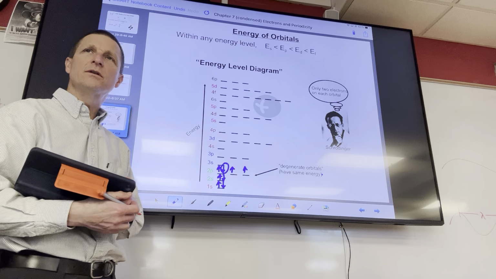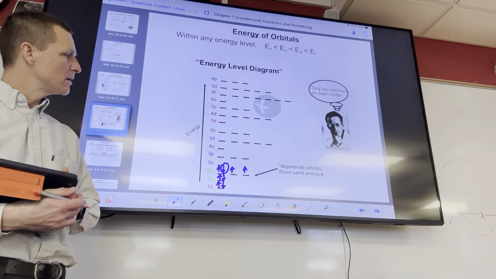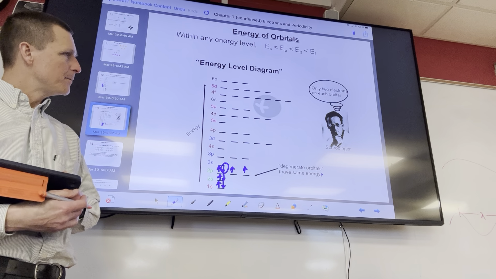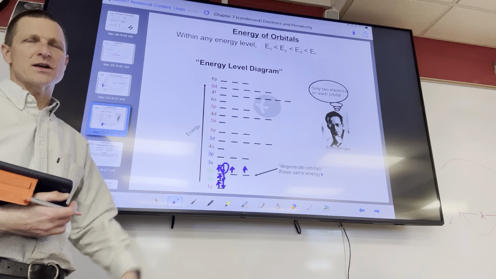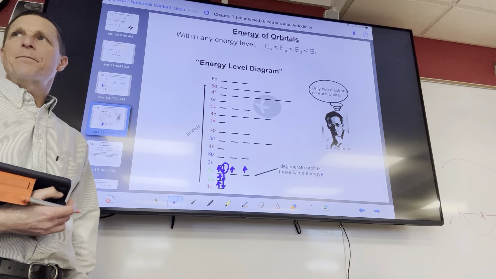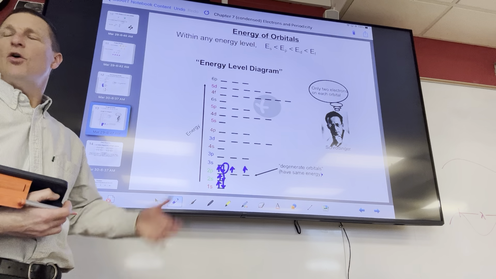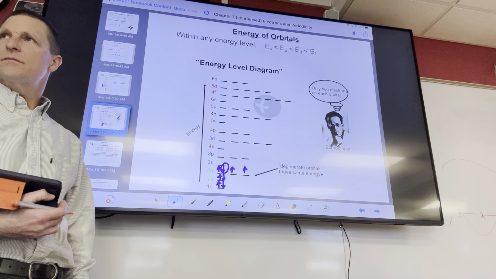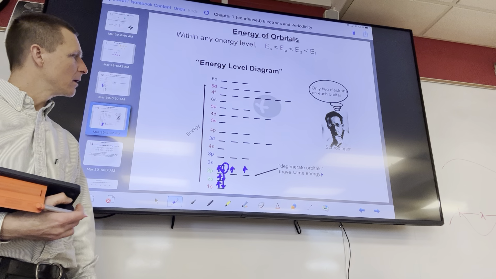Yes, Sergeant? When you add an extra one and you have to pair it, does it matter which one, or should you just put it on the first? Always start from left and go right. That's always the way everybody does it. Is that why noble gases are so perfect? Because they've got no unpaired electrons. Yep, except the noble gases.